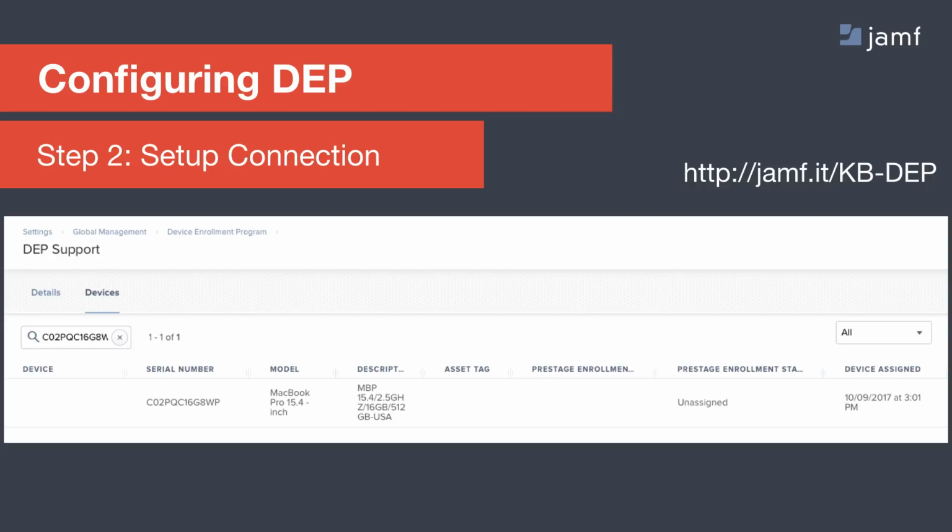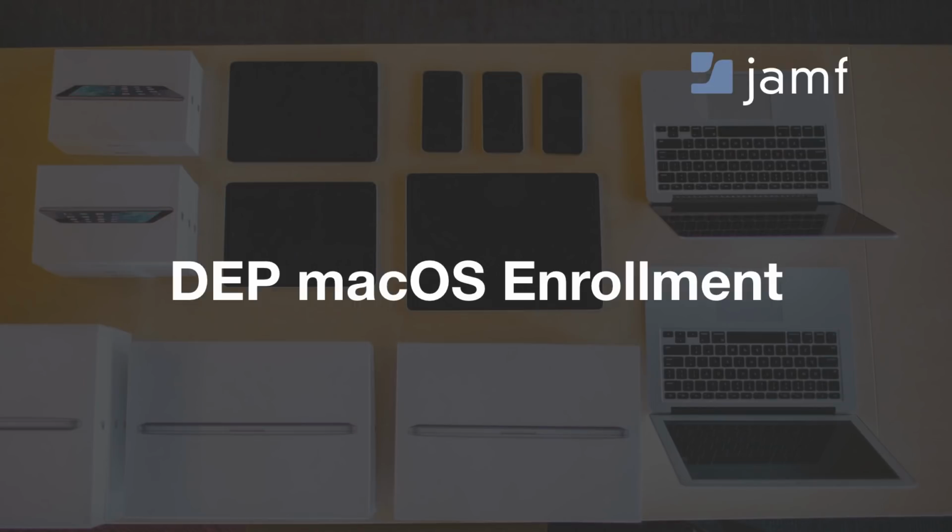Here, under that Devices tab, it shows you the serial number of the device, the model, a basic description, as well as whether it's assigned to any pre-stages. At this point, in this particular example, it hasn't been assigned to any pre-stages. So walking you through that next step will be Camden again.